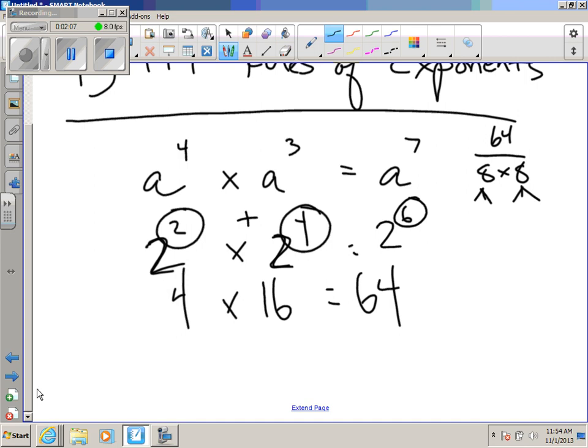They illustrate that here with the variable. The 4 and the 3 combined to give you 7. Here, the 2 and the 4, when it's all said and done, really means 6. Any questions there?